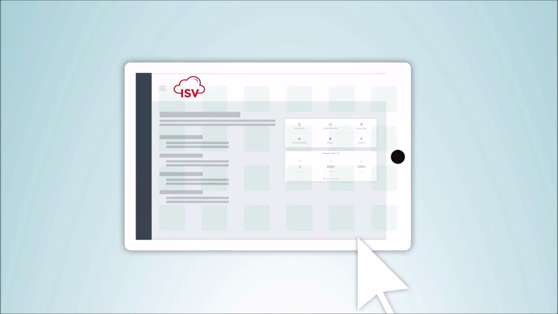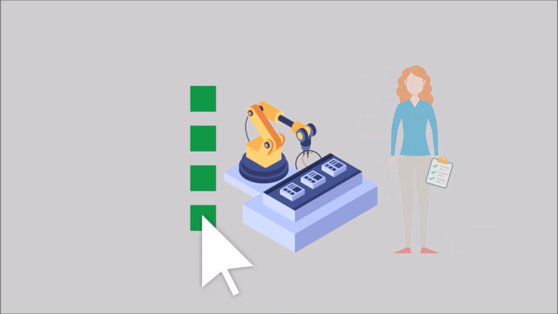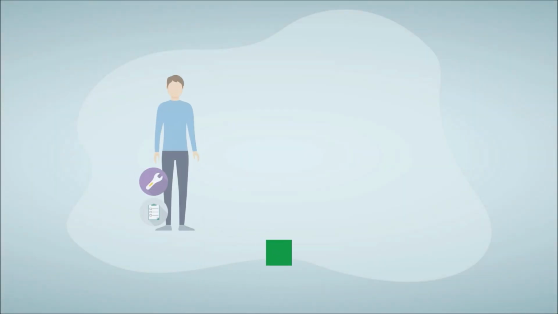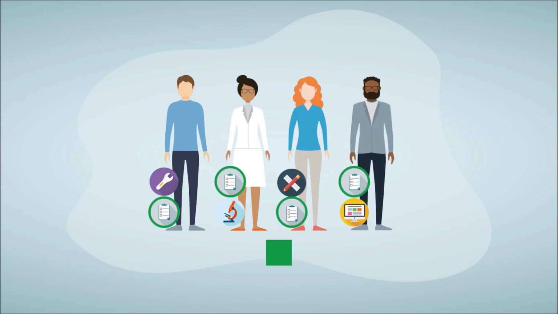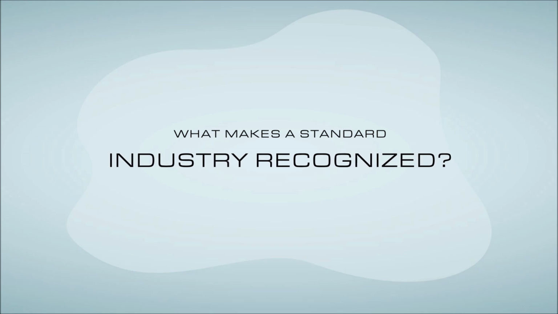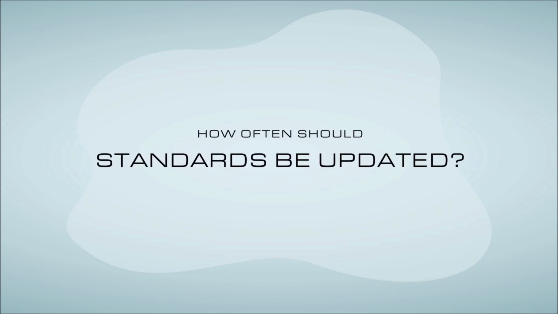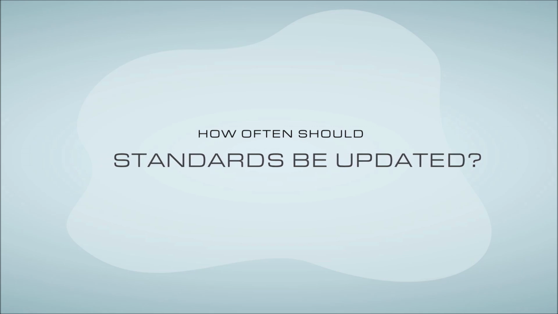each duty. These standards can be explored top-down, from an individual job role down to the various duties that comprise it, or bottom-up, from an individual duty to the various job roles it pertains to. But what makes a standard industry recognized? How often should these standards be updated to keep pace with new technology?